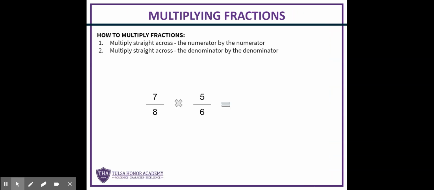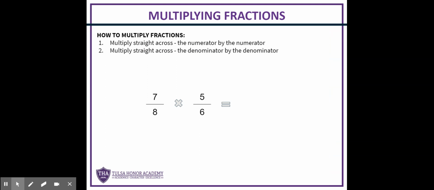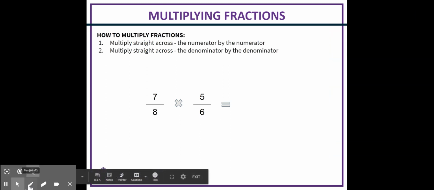All right, now we're on to multiplying fractions. And remember, since we're multiplying fractions, our two steps are just multiply straight across. The numerator times the numerator. Went back for a second. And then the denominator times the denominator.